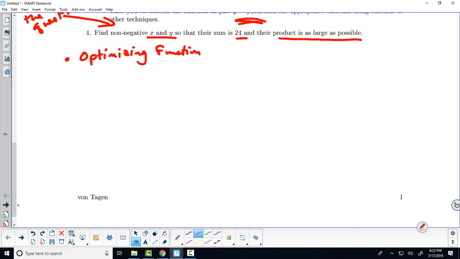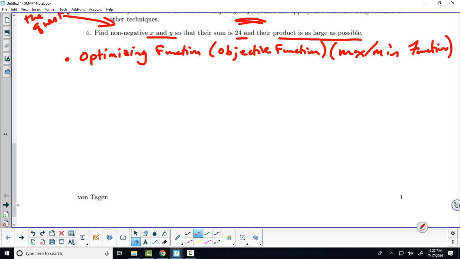Okay? This does have other names. Some books call it the objective function. Sometimes you'll just hear me call it the max-min function. In all cases, I'm talking about the one that you want to optimize.